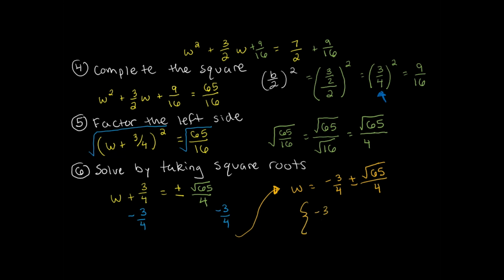Or if you were putting this in ALEKS and it wanted the answers separated by commas, you just write one of them with the plus, comma, and then the second one with the negative.